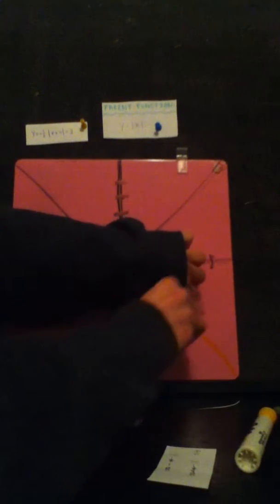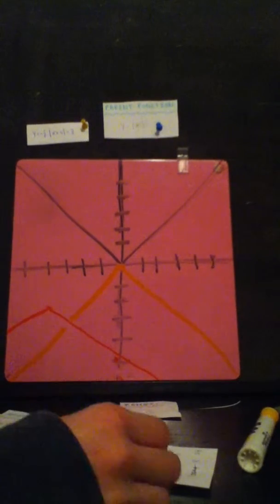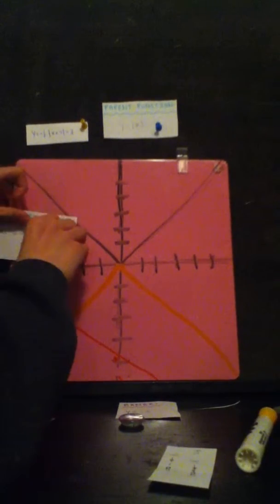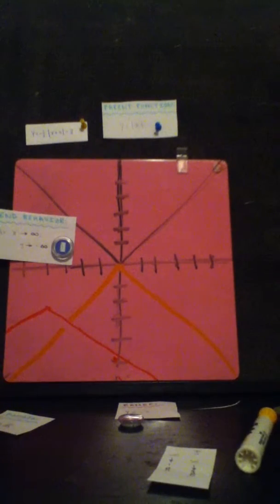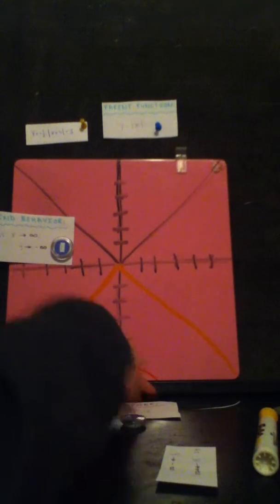The next thing we're going to talk about is the end behavior. The end behavior talks about what happens to y when x approaches something, or what happens to x when y approaches something. So one scenario is as x approaches infinity, so as x goes that way infinitely, y approaches negative infinity. And that is because as x goes infinitely this way, the y values go down.